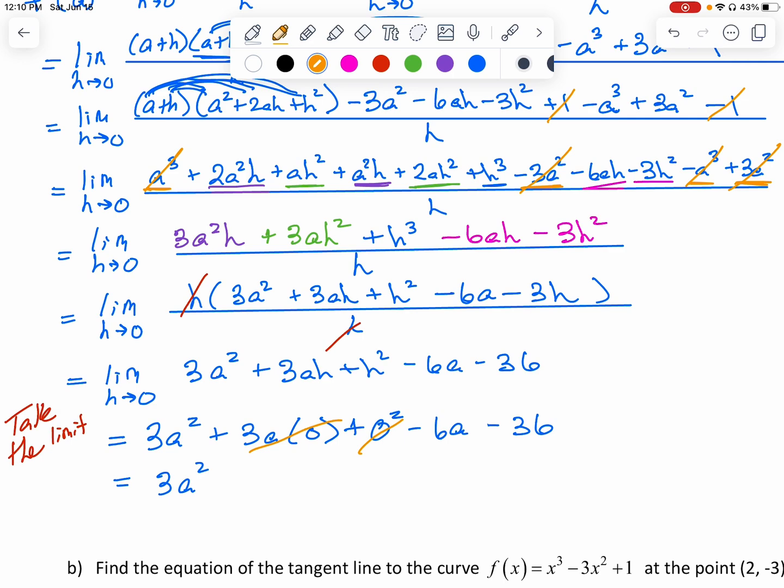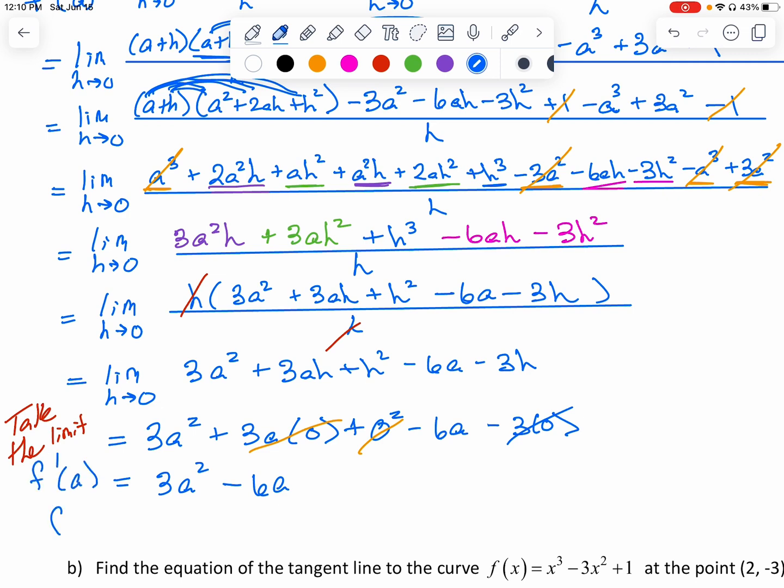I think I had a little typo here. I don't know where this 36 came from. That should be a 3h, which means that's a 0. So that one cancels as well. 3 times 0 is 0. And I have minus 6a. So this is my derivative in terms of a.